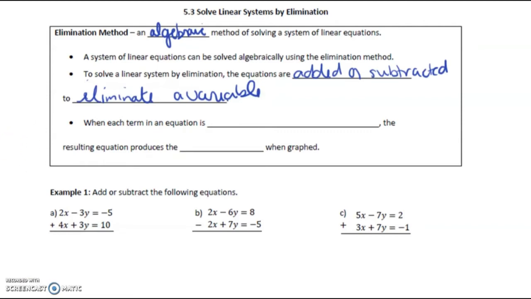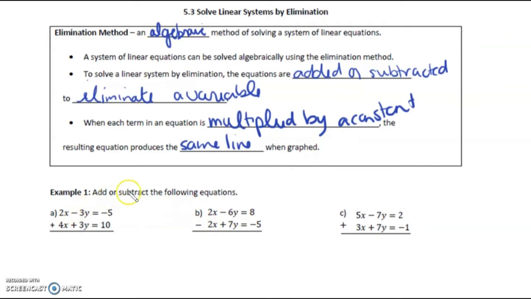So when each term in an equation is multiplied by a constant, the resulting equation produces the same line when graphed. Okay, so they're going to be equivalent. Okay, example 1. Add or subtract the following equations.